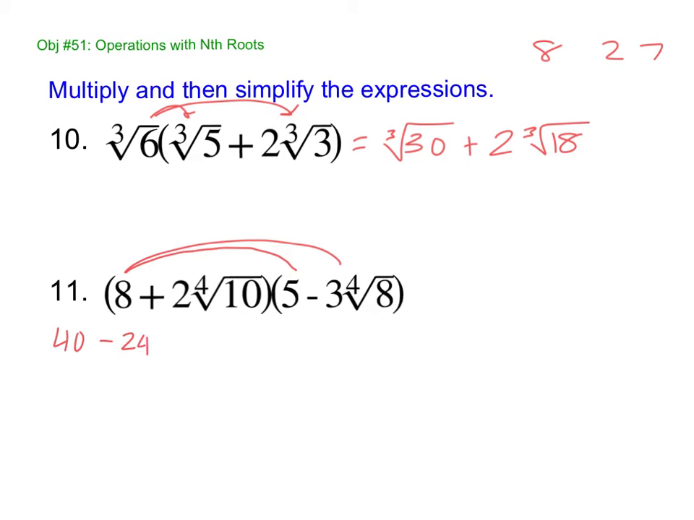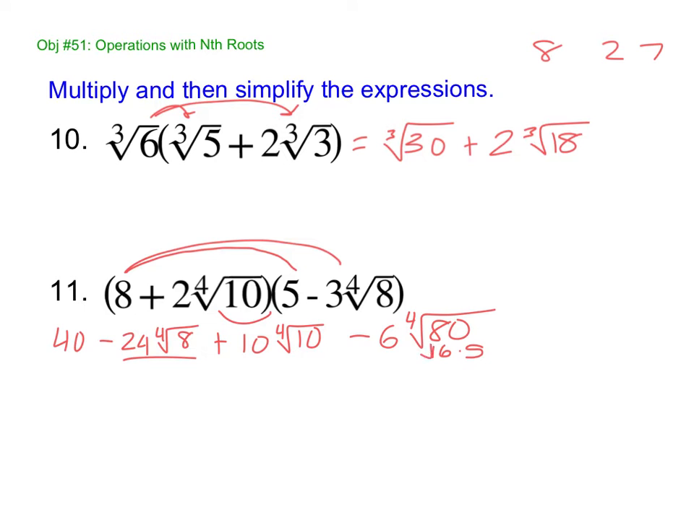minus 24 times the fourth root of 8, and then plus 10, the fourth root of 10, minus 6 to the fourth root of 80. And then look, can you simplify any of these? So you can't simplify this one because 8 is 2 to the 3rd, right? That's 3 over 4. You can't simplify that. 10 you can't do anything with. However, the 80 and the 80 is 16 times 5, right?